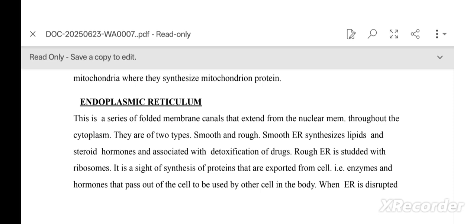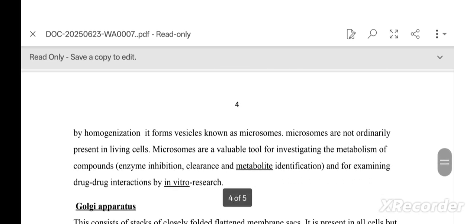When the endoplasmic reticulum is ruptured by homogenization, it forms vesicles known as microsomes. Microsomes are not ordinarily present in a living cell. Microsomes are a valuable tool for investigating the metabolism of compounds, enzyme inhibition, clearance, metabolic identification, and for examining drug-drug interaction by in vitro research.